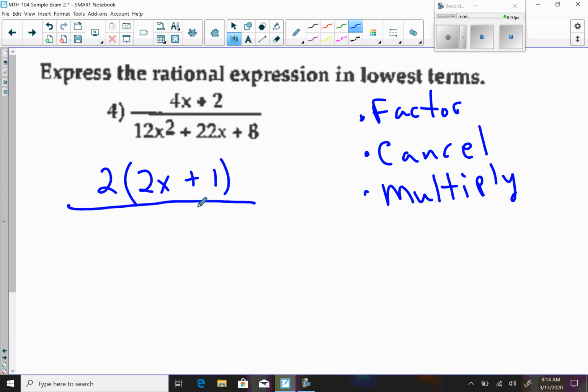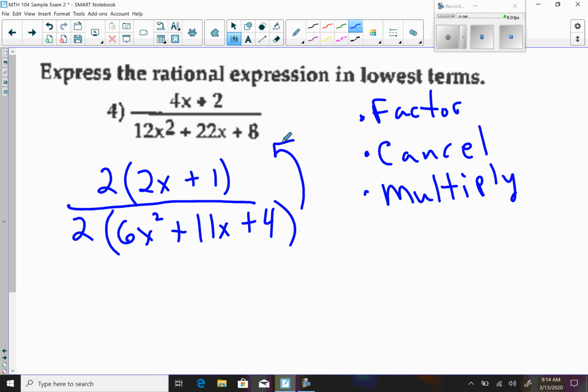And the denominator can be factored because 12, 22, and 8 are all even numbers. We can factor 2 out of 6x squared plus 11x plus 4, because this denominator is equal to that denominator. A distributive property. Well, now it's good to cancel these factors. We only cancel factors. We only cancel things that are multiplied. We never cancel things separated by plus or minus.